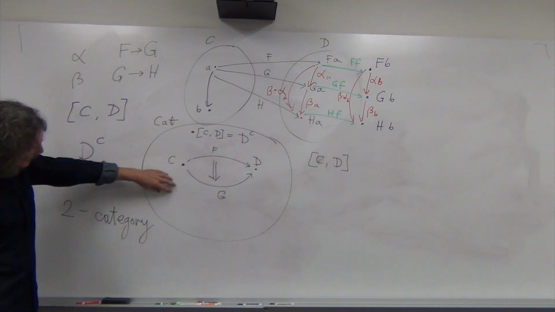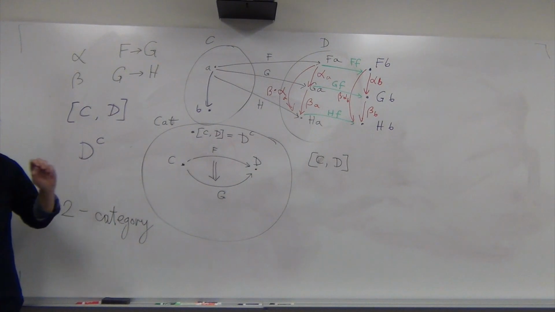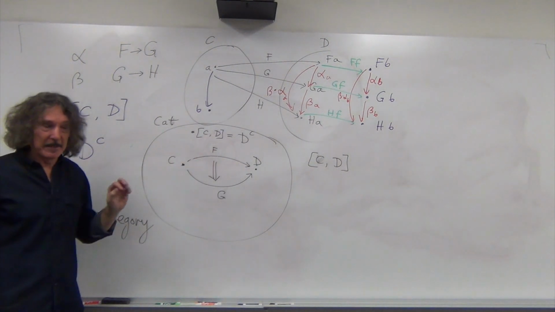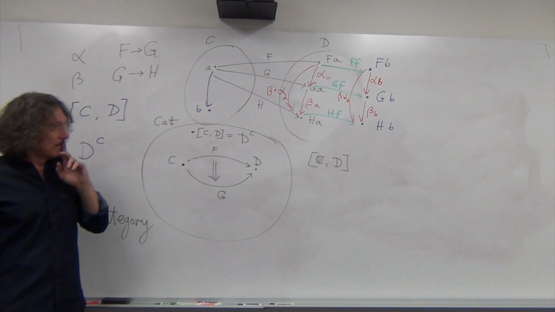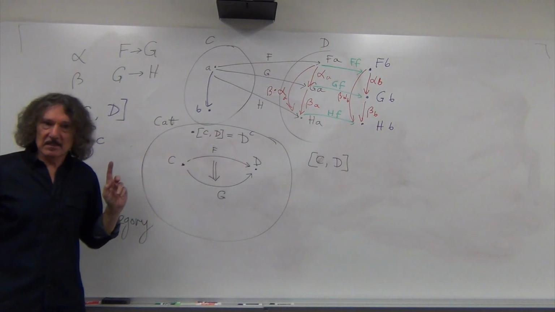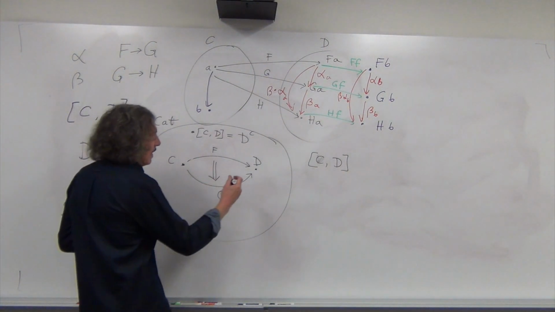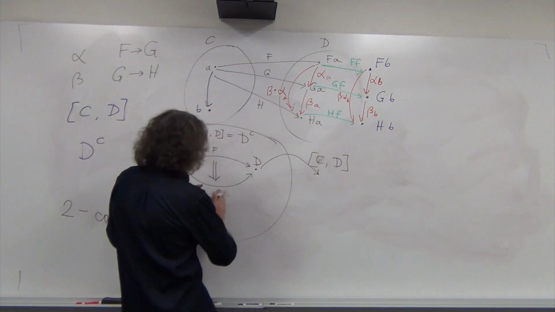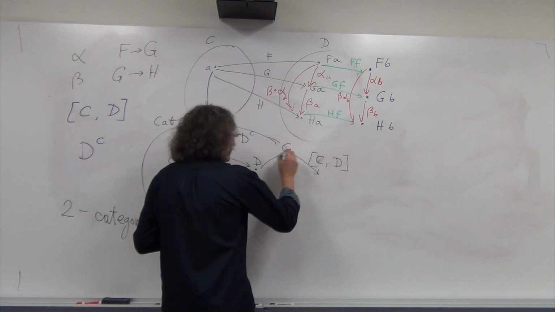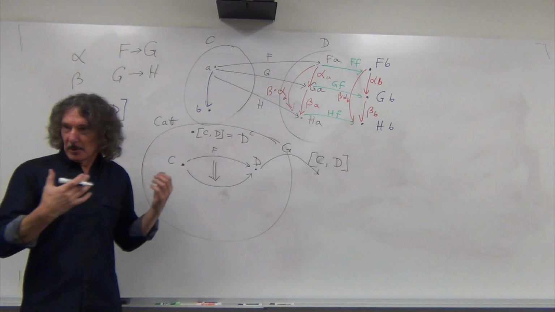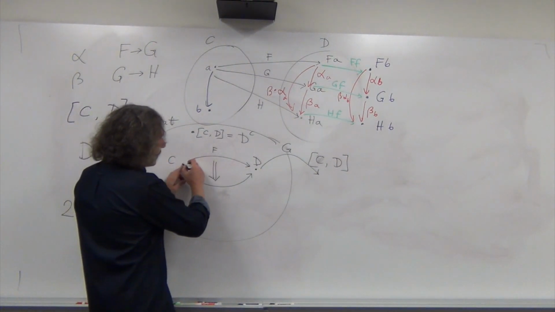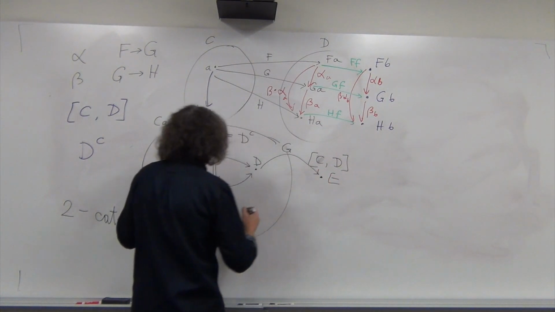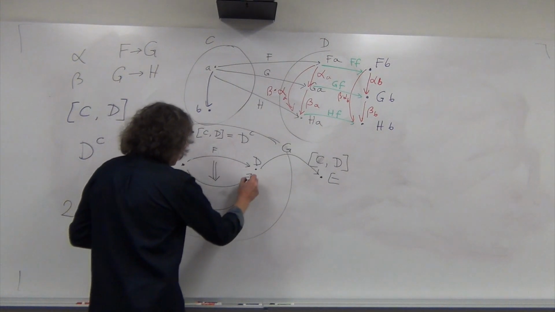Now, I said this was a 2-category, right? A 2-category would be a category in which you have 1-cells and 2-cells, right? But you have two compositions here, right? You have a composition of morphisms, or in this case, functors. So you can compose F with G, so C, D, E, right? And you have the composition of natural transformations.